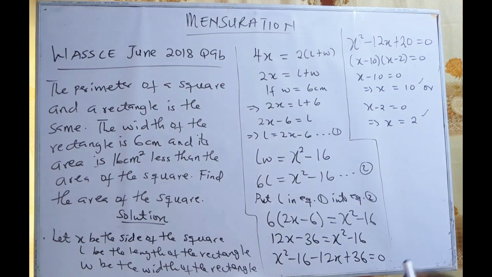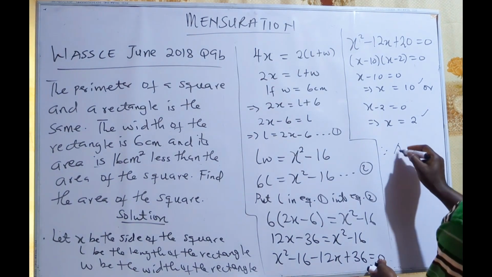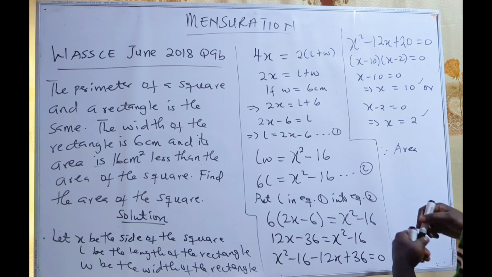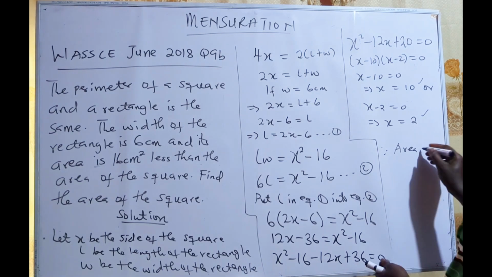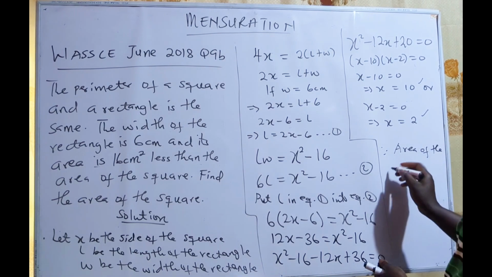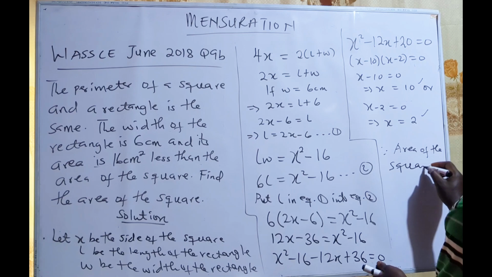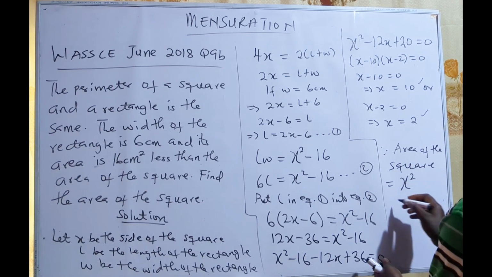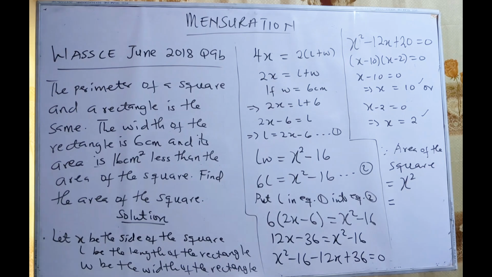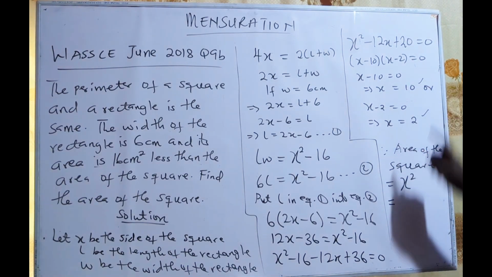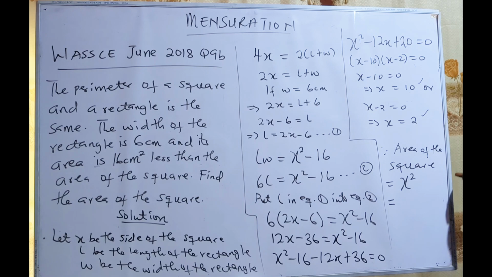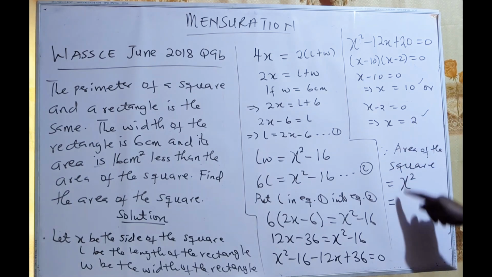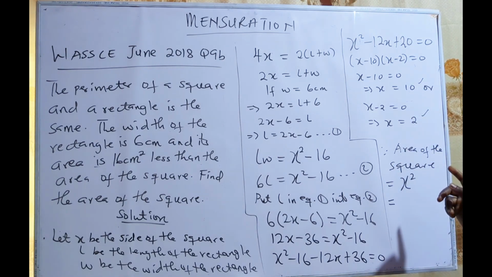We are supposed to find the area of the square, and s is the side of the square. So if s is the side, then the area of the square will be s squared. So now, if we take 10, then our area will be 10 squared, which is 100 centimeters squared. If we take 2 squared, that will be 4 centimeters squared.